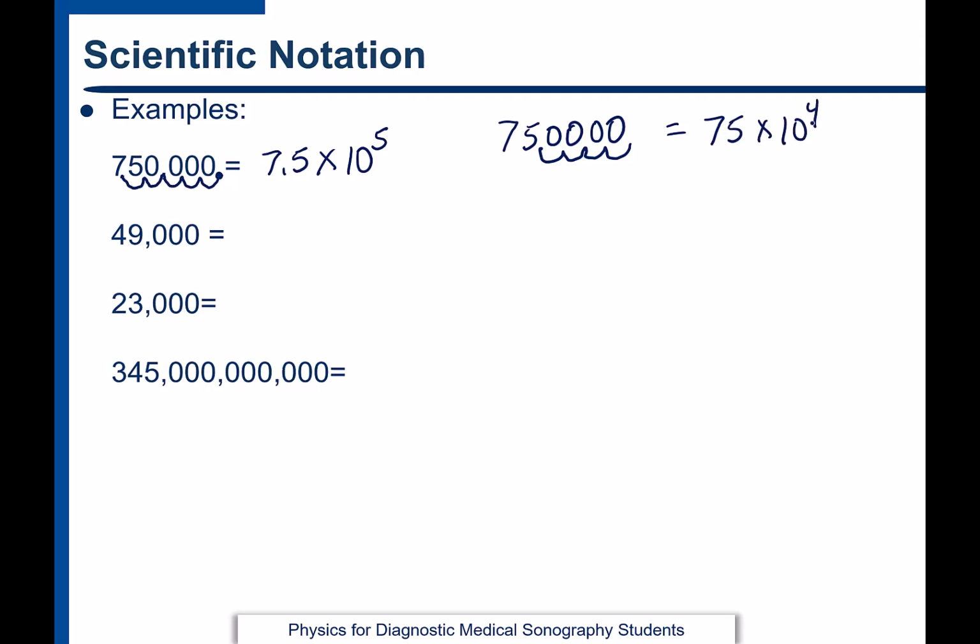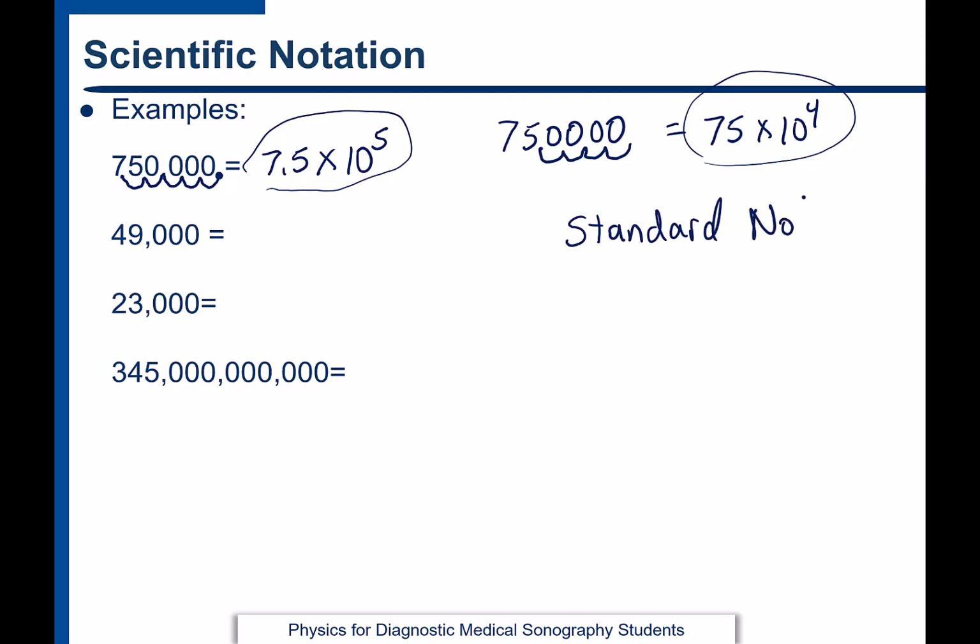That's also correct. You'll notice those are equivalent numbers, 7.5 times 10 to the 5th and 75 times 10 to the 4th. But when we have just one digit to the left of the decimal point, we call that standard notation. So standard notation means we only have one digit to the left of the decimal point. And that's our default. We always want to write our numbers in scientific notation in the standard notation. So for the rest of these, we'll just do them all in standard notation.